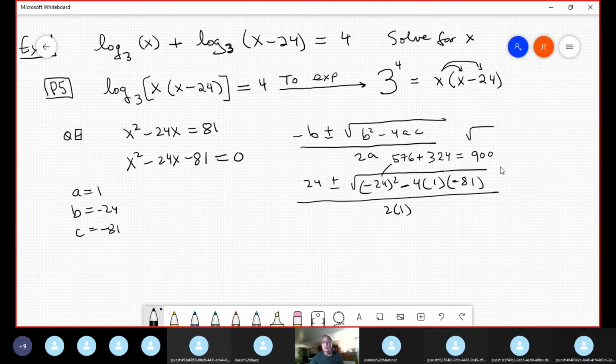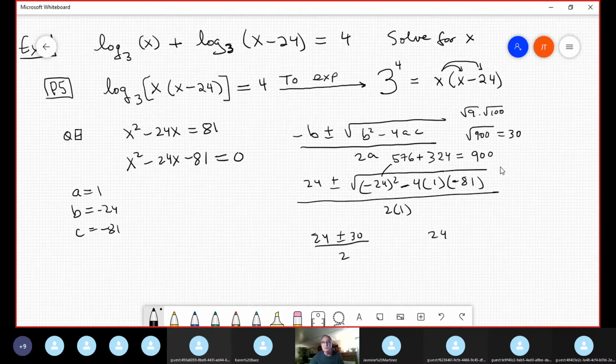Add square root 900. I suppose I get 30, no? It's 30 because you break it down like square root 9 times square root 100, no? This is 3, this is 10. That's 30. Good. So basically you have so far 24 plus or minus 30 divided by 2.